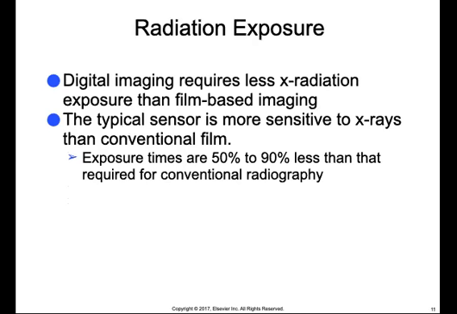Digital imaging requires less radiation exposure than film-based imaging. Less X radiation is necessary to form a digital image on the sensor because the sensor is more sensitive to X radiation than is conventional film. So depending on the speed of the film or the speed of the sensor that is being used, exposure times for digital imaging are 50 to 90% less than those required for conventional radiography. For example, the typical exposure time required to produce an image for digital imaging is about 0.05 seconds. This exposure time is much less than the 0.2 seconds required for intraoral film used in conventional radiography.